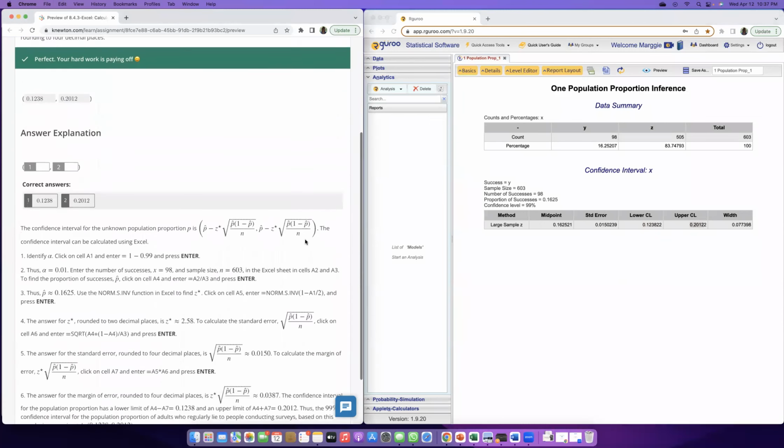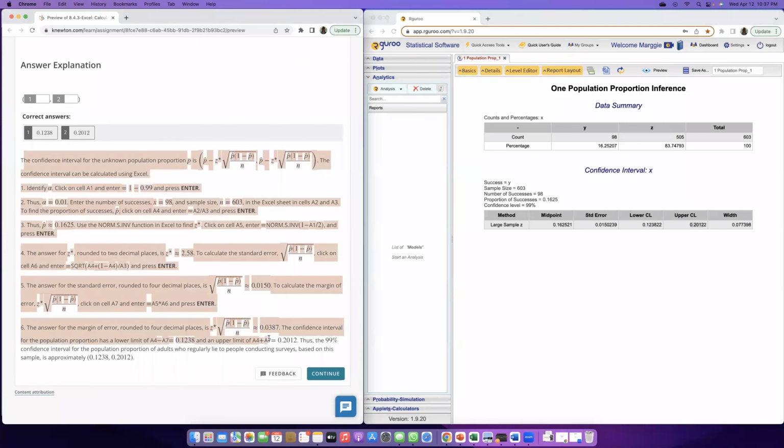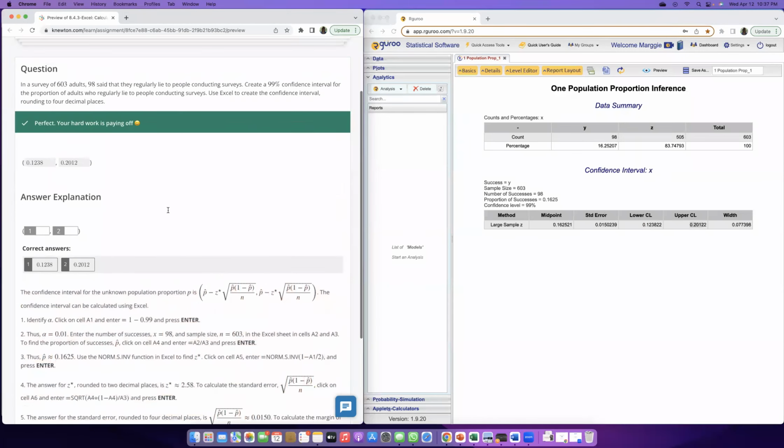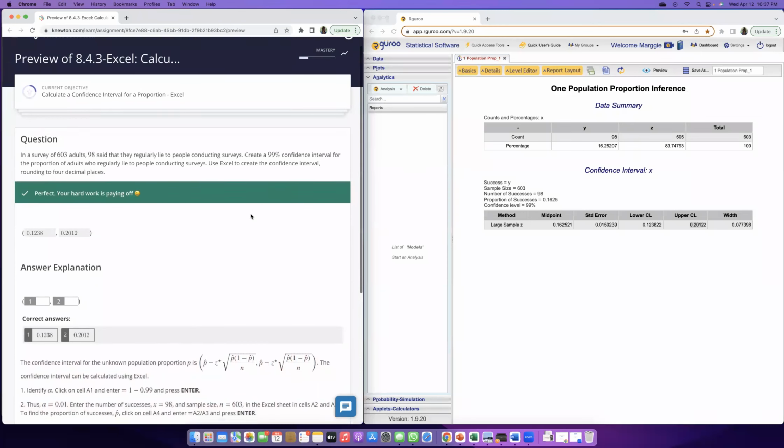Again, the information here is for you to do it in Excel, which is way more complicated. So you can totally ignore this and just do what I did in here to find the confidence interval.